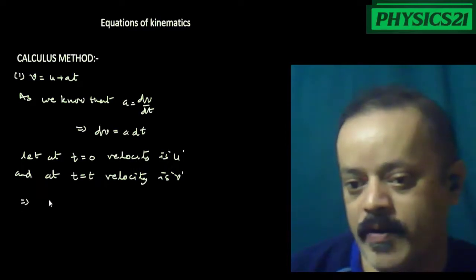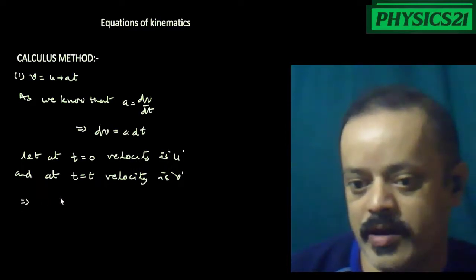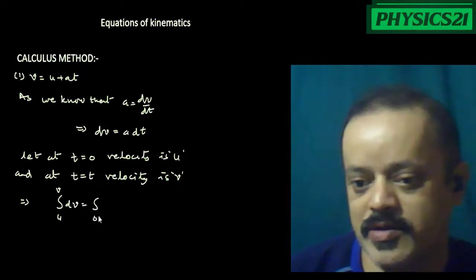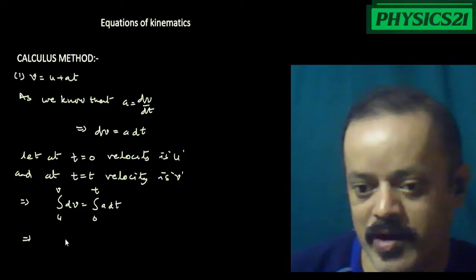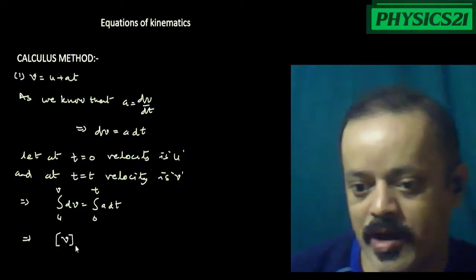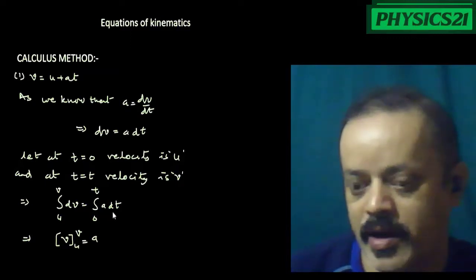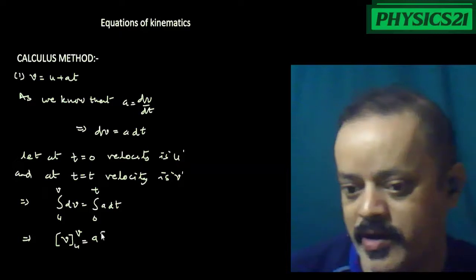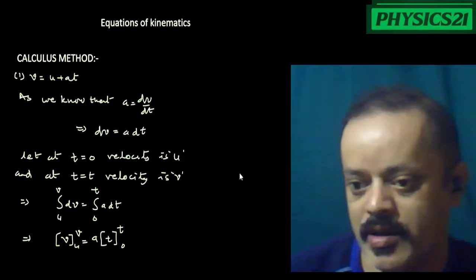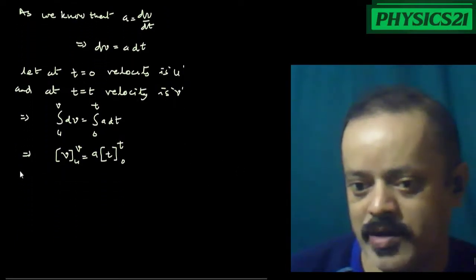So we can write integration u to v dv is equal to integration 0 to t a dt. Now as we solve the integration for dv, there is v and the limits are u to v. a will be the constant and the integration for dt will be t, and the limits from 0 to t. And next step we will solve the limits.